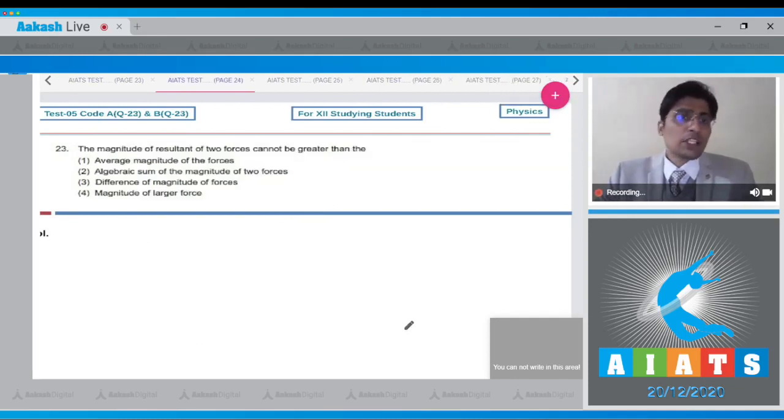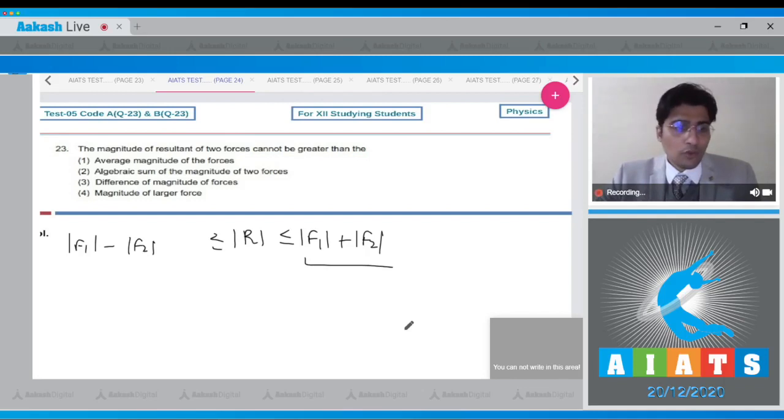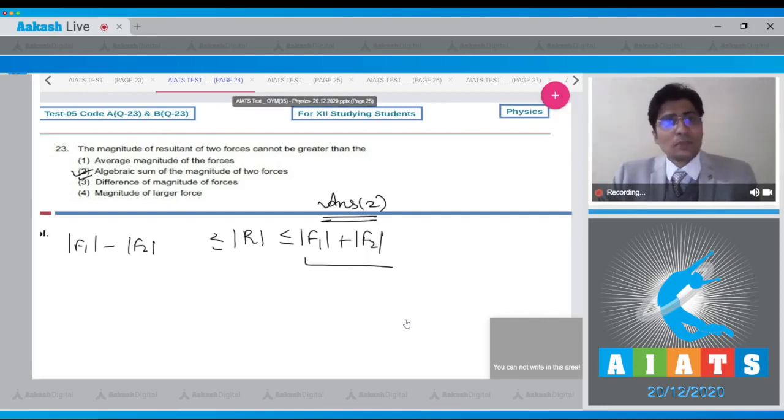Question 23 says the magnitude of resultant of two forces cannot be greater than. The resultant of any two forces will be less than or equal to the addition of the magnitudes of the forces and greater than or equal to the subtraction of the magnitudes of the two forces. And hence, we can write down that the resultant cannot be greater than the algebraic sum of the magnitudes of the two forces, meaning that the question has the correct answer in option number 2. Now let us move to question number 24.